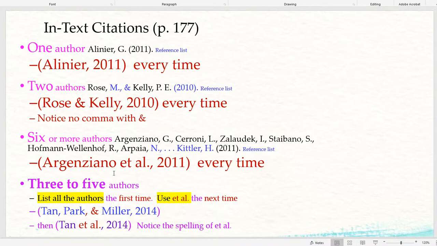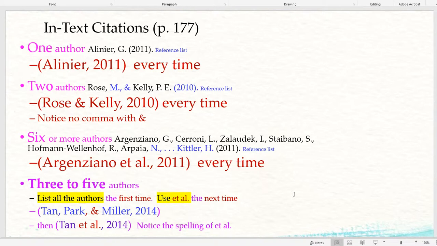And then for 6 or more authors, we're going to use the first author's name and et al. Every time. So this is different than the reference list. In the reference list, you have 8 or more authors. In the in-text citations, it's going to be 6 or more authors. So that's one little quirk that you have to get used to with APA.